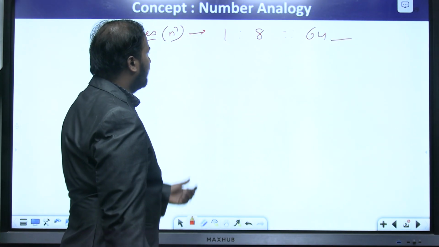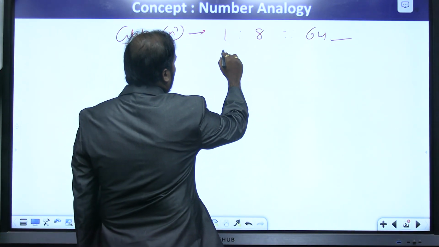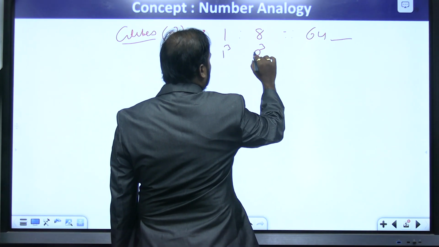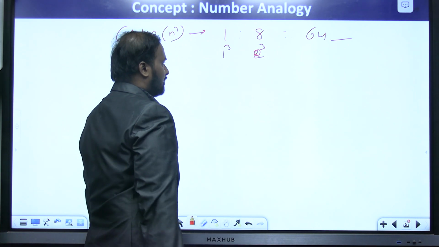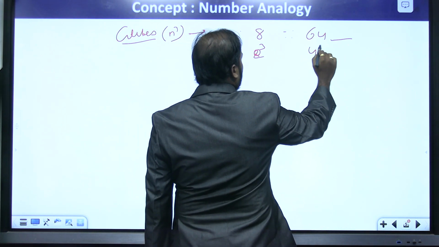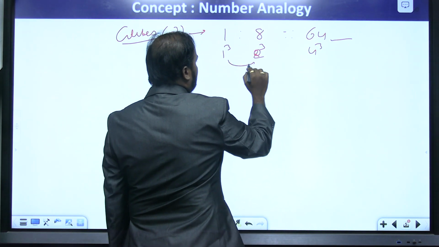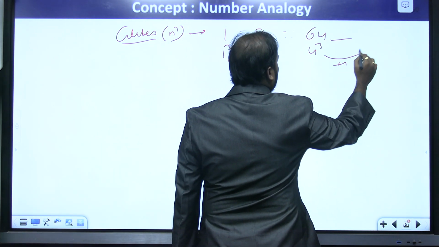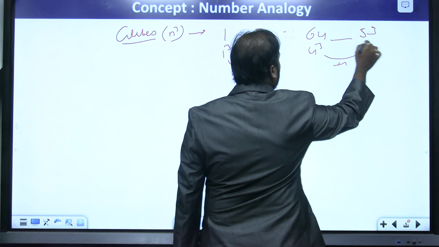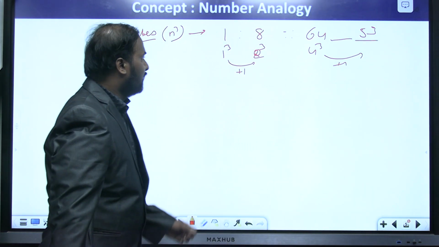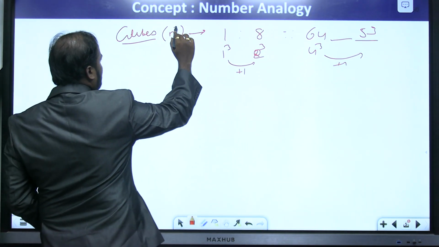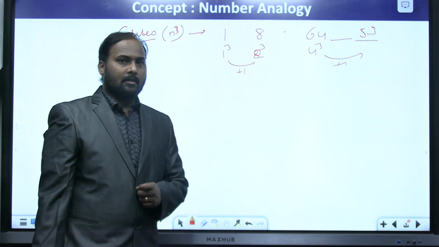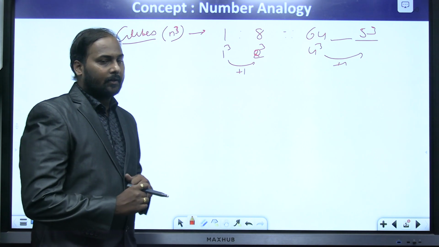The moment I see this 1 and 8, I can write it as a 1 cube, and I can write this as a 2 cube. So whatever relationship I established, now I know that it is a 4 cube. Obviously here it is increased by how much? Plus 1. So here also you increase by plus 1, and your answer will be 5 cube, that is 125. So directly questions based on cubes can be expected, but that type of questions comes under the easy category.